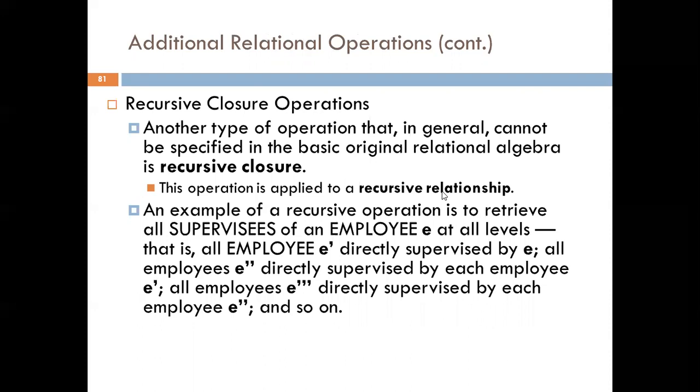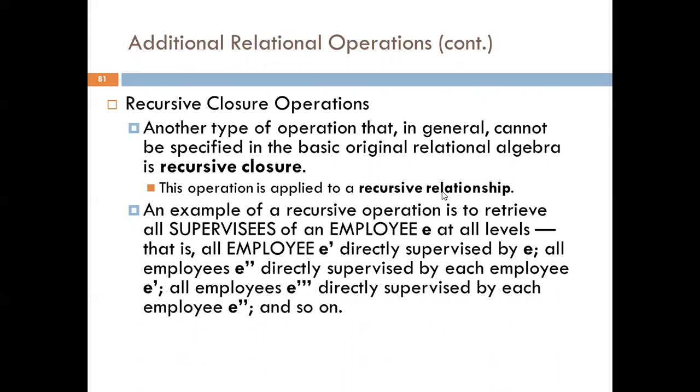An example of a recursive relationship is to retrieve all the supervisees of an employee at all levels. Which means if a person A is a supervisor of B, then we'll obtain the supervisor of A also, then his supervisors, and so on. So the chain will continue.